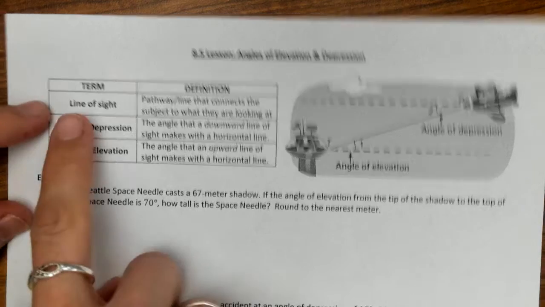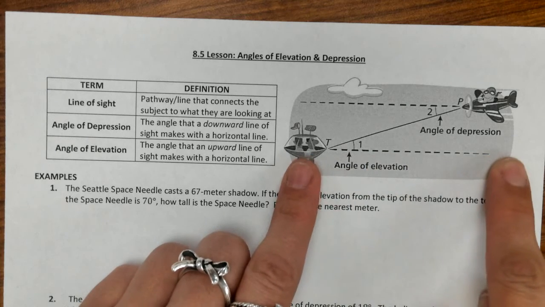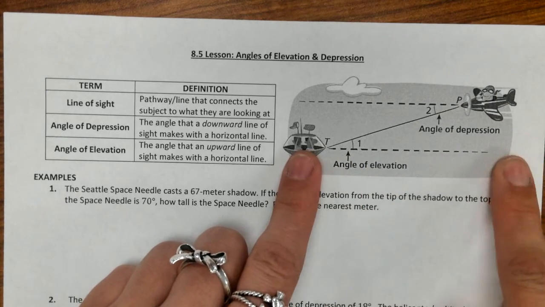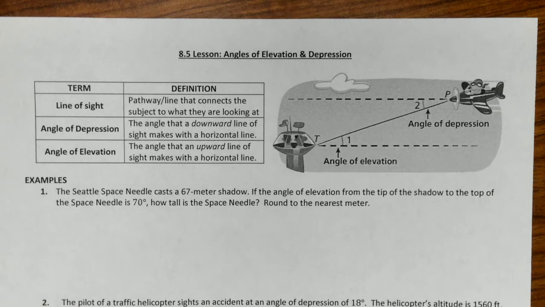Your line of sight, first we need to discuss, is going to be the horizontal pathway that connects the subject to where they're looking at. That means your line of sight. So these are basically going to form parts of your triangles, your legs.